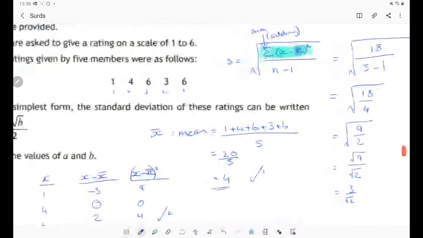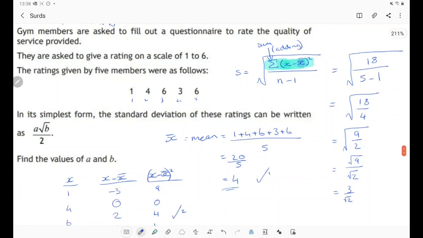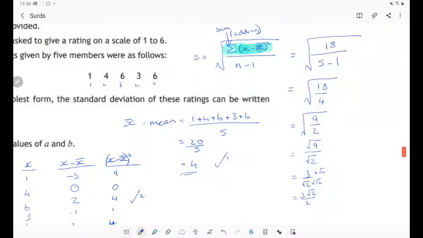Now, let's look back at how they wanted our answer. They wanted a root b all over 2. We've not got that. We've got a root 2 on the bottom, but we know if we multiply by root 2 and multiply by root 2, we will get rid of the root from the bottom. So that's if you'd been clever and you'd tried to simplify the fraction first.